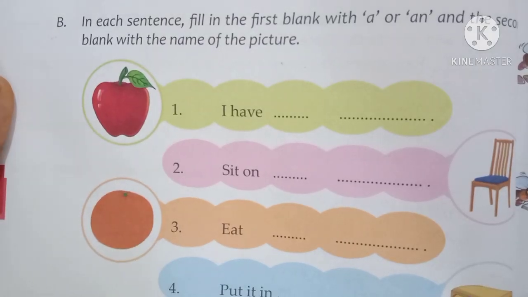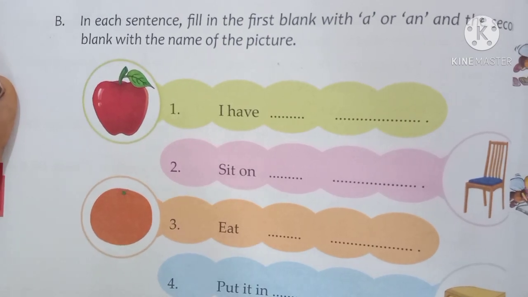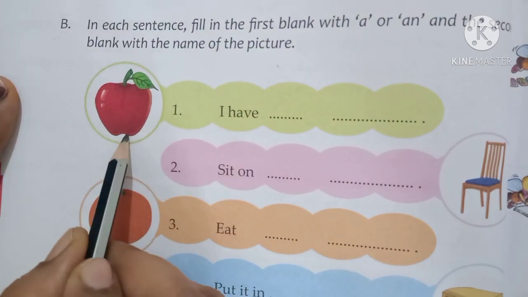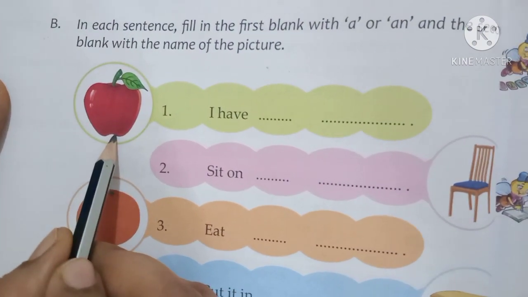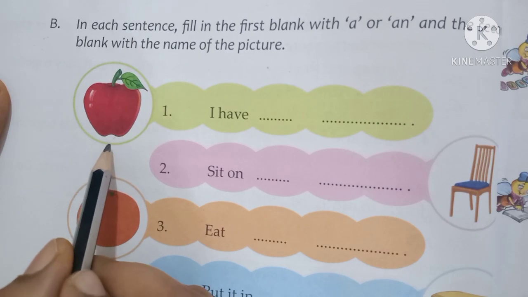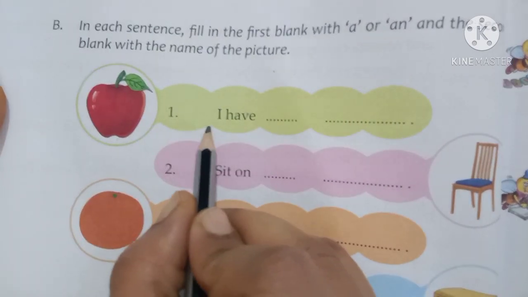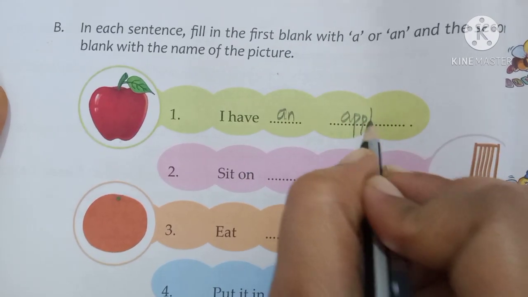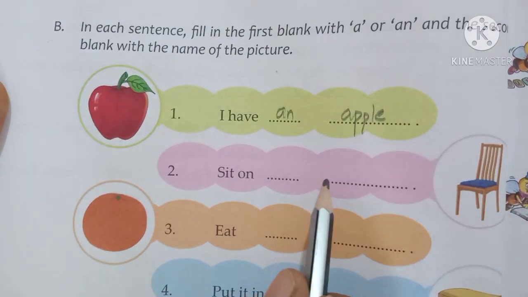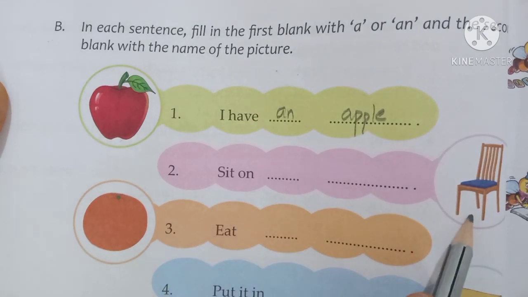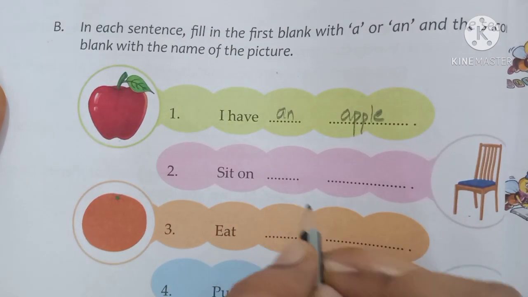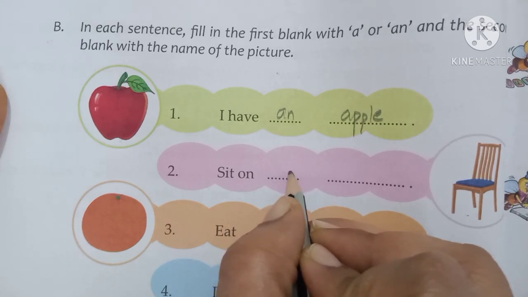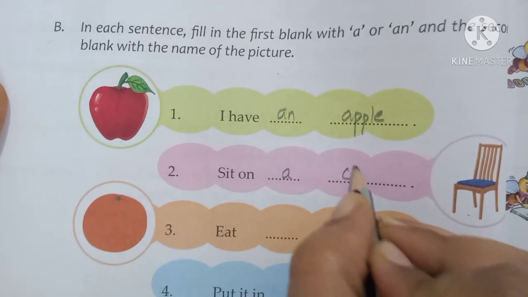Now we have to see the picture and fill in the blanks using a or an. Okay, this is an apple. So apple starts with the letter A. So we will write I have an apple. Okay, children? Isn't it fun and easy? Yes. Sit on, what is it? It's a chair. So chair starts with C. C is a consonant. So we sit on a chair.